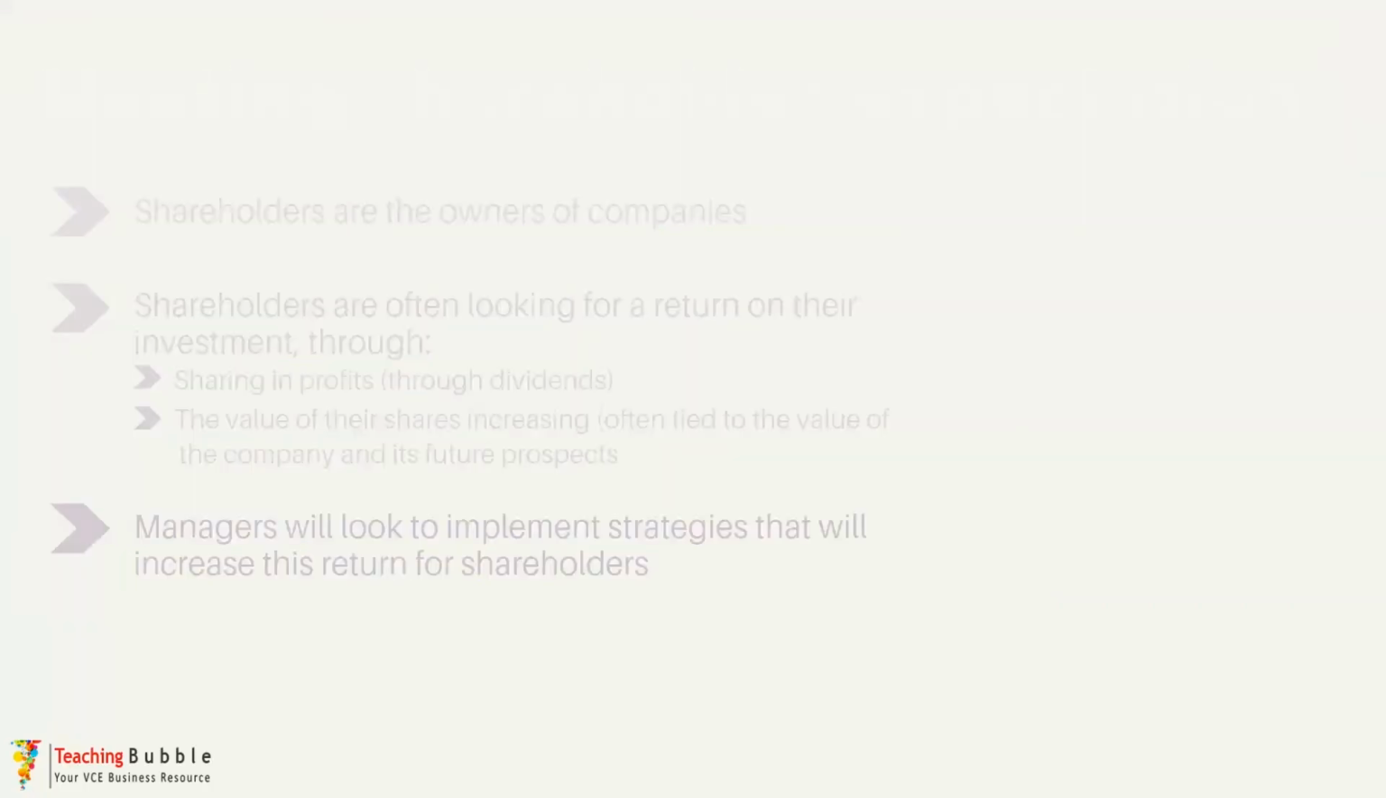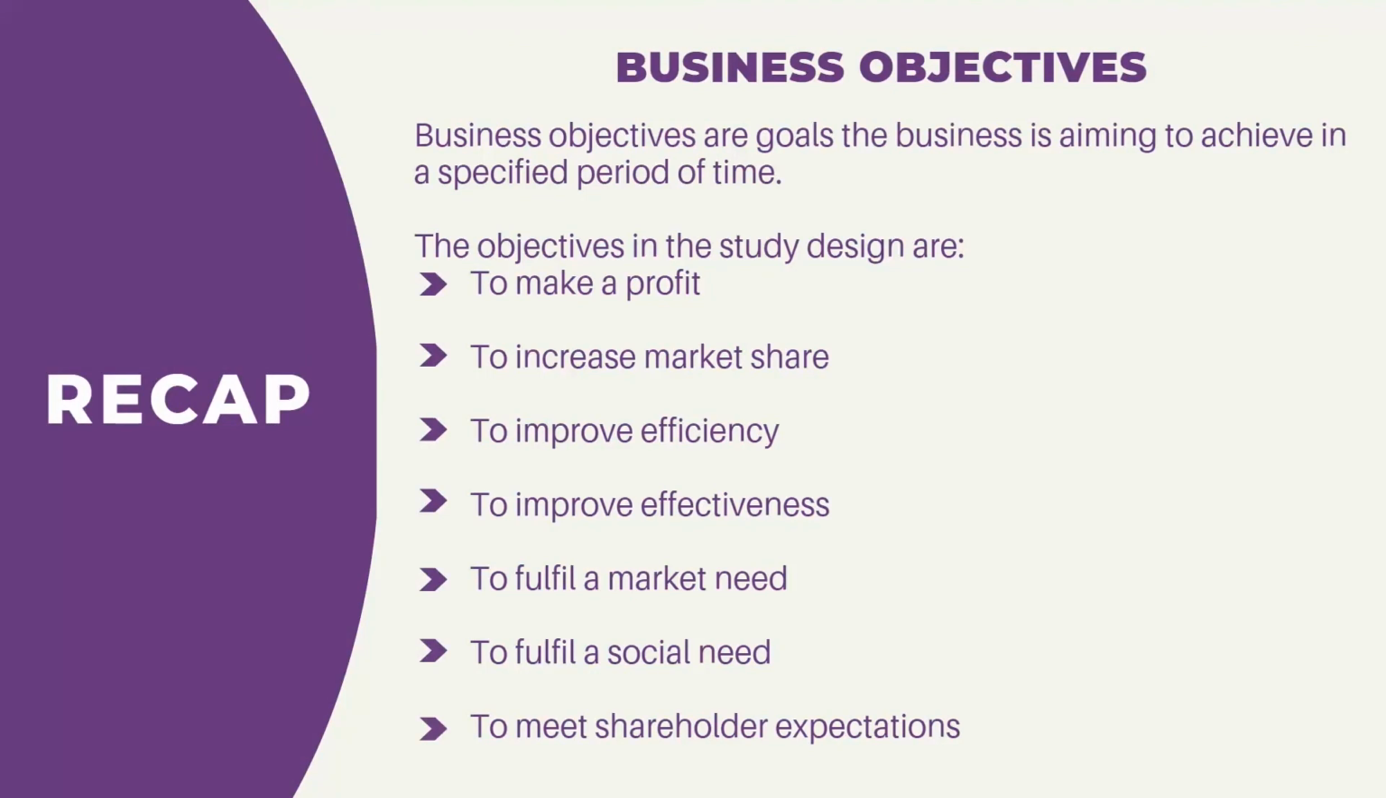Now, many businesses will have different objectives than the ones we listed today, but these are the ones listed in our study design. Just to recap, business objectives are goals that businesses are aiming to achieve in a specified period of time. And those that are listed in our study design include to make a profit, increase market share, improve efficiency, improve effectiveness, to fulfill a market need, or to fulfill a social need, and to meet shareholder expectations.